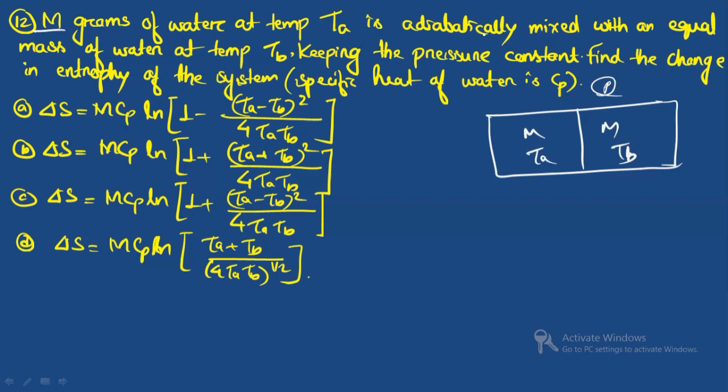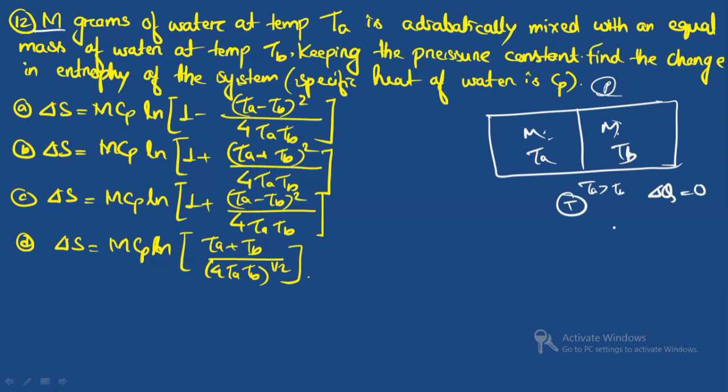Adiabatically means there will be no exchange of heat with the surrounding. You can say del Q is equal to 0. In thermodynamics, we have used this word adiabatic multiple times. We know del Q will be equal to 0. But we will see what happens when you mix water at 2 temperatures. Heat will flow from the hotter body to the colder body, yes or no? If you consider that Ta is greater than Tb, then heat will flow from this to this. This is what will happen, and it will go to an equilibrium temperature, which is said to be T.